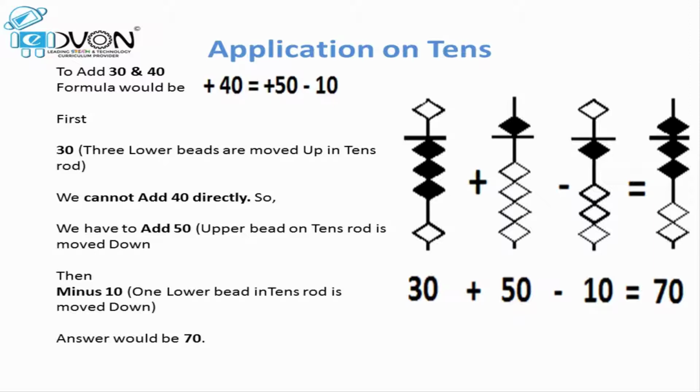To add 40 indirectly, we will apply the formula. We add 50 and minus 10. We will open thumb on left hand and we will close one finger on left hand. As a result, we get thumb and 2 fingers on left hand, which represents the value 70. So our answer is 70.